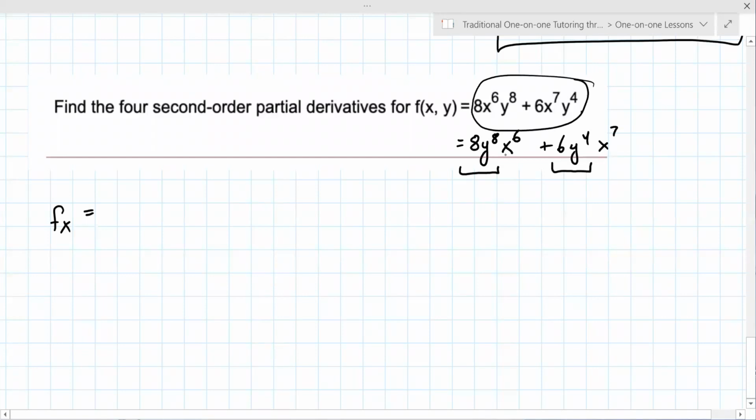And so the derivative of x to the 6th is power rule, x to the 7th is power rule. Okay, so I'll show it out here. And so it's 8y to the 8th. The derivative of x to the 6th is 6x to the 5th.